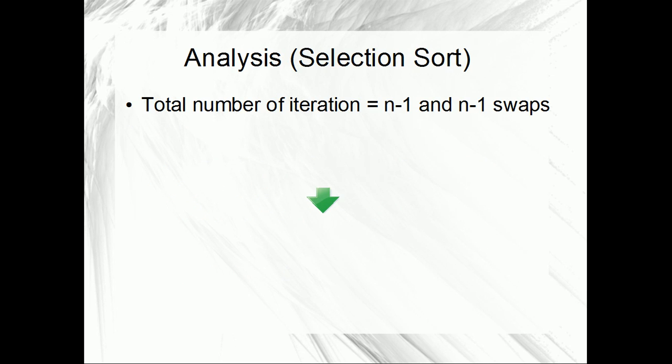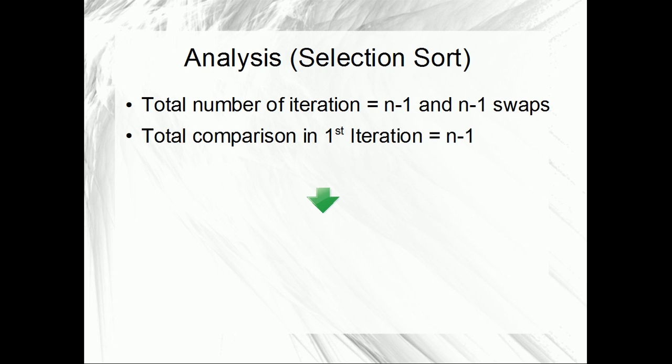So let's do some analysis of selection sort. The total number of iterations equals n minus 1, and each iteration has exactly one swap. So selection sort will have n minus 1 swaps if there are n elements. The total number of comparisons in the first iteration equals n minus 1.